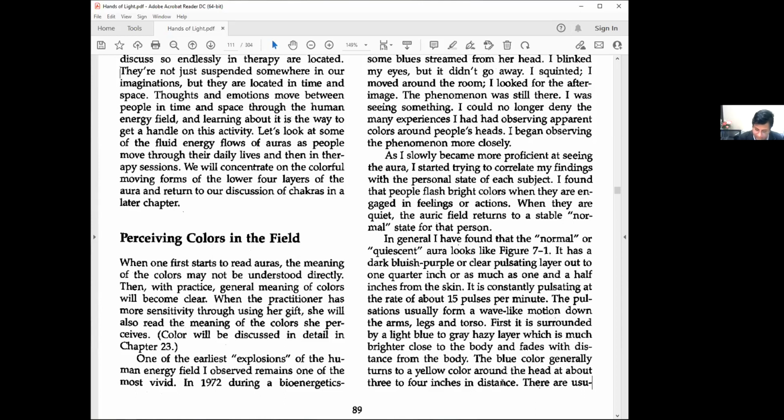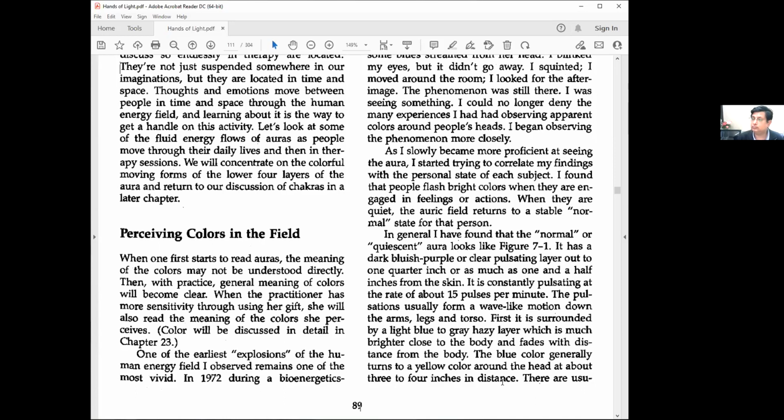In general, I have found that the normal or quiescent aura looks like figure 7.1. It has a dark bluish purple or clear pulsating layer out to 1/4 inch or as much as 1.5 inches from the skin. It is constantly pulsating at the rate of about 15 pulses per minute. The pulsations usually form a wave-like motion down the arms, legs, and torso. It is surrounded by a light blue to gray hazy layer, which is much brighter close to the body and fades with distance from the body. The blue color generally turns to a yellow color around the head at about 3 to 4 inches in distance.